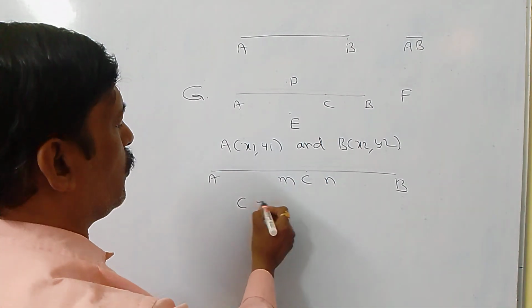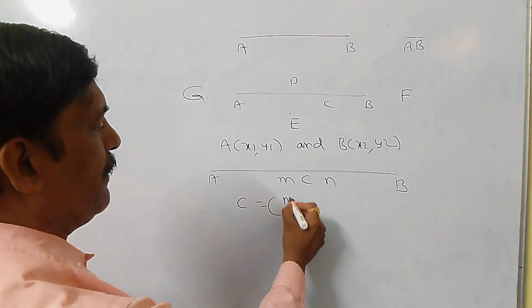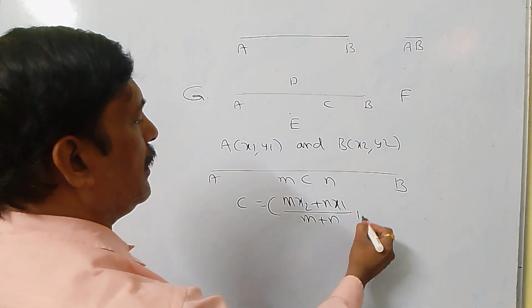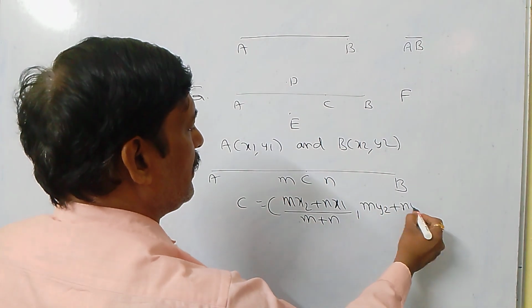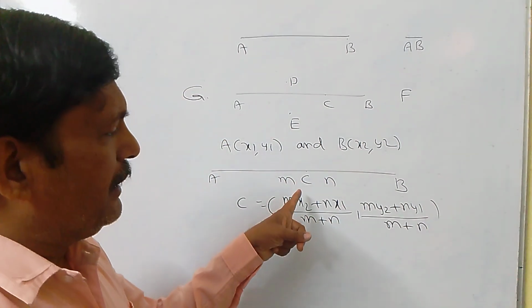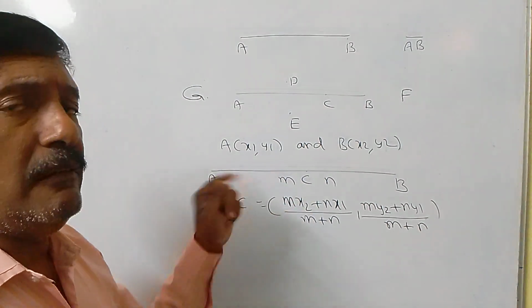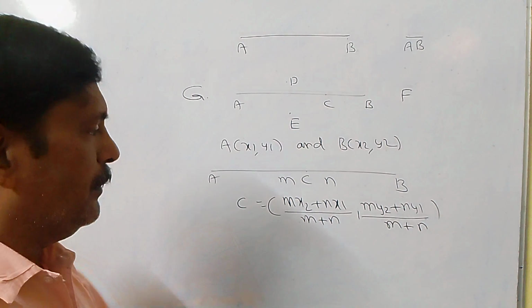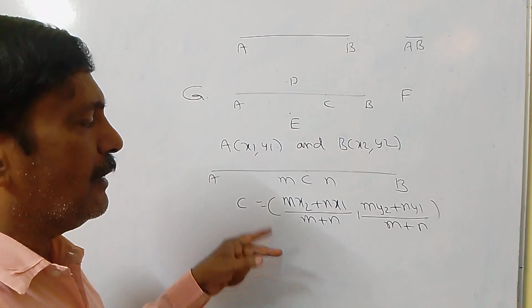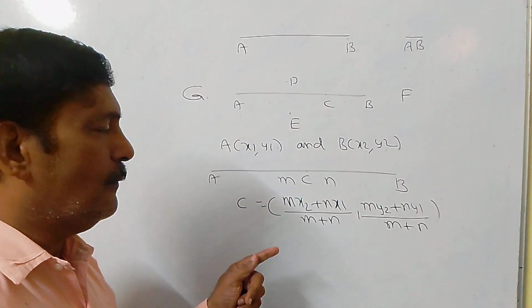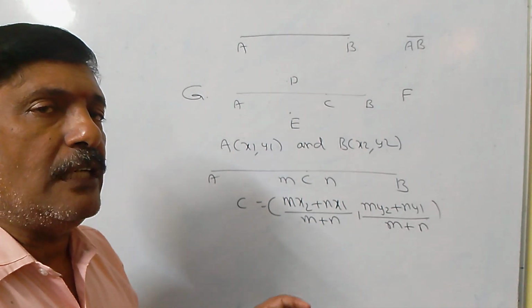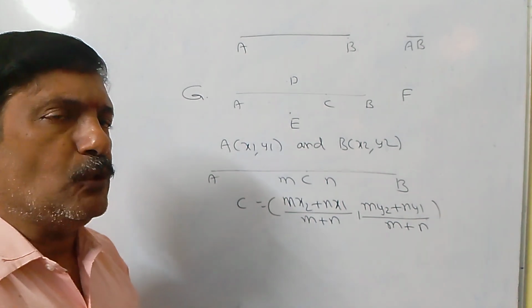Now we can find the coordinates of the point C by the formula (mx2 + nx1)/(m + n), comma (my2 + ny1)/(m + n). This is the point. Observe here, whenever the point is an internal point, the ratio is always positive. Suppose the point is not internal, it may be external. When the point is external, remember, then the ratio m is to n we will consider as negative. Actually, remember here, the ratio can never be negative. Ratio is always positive only.